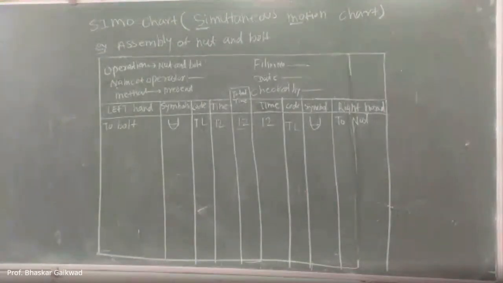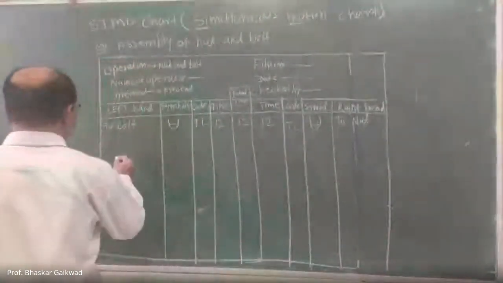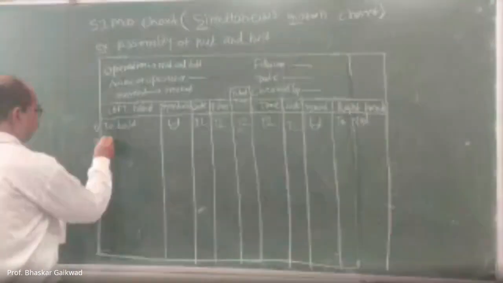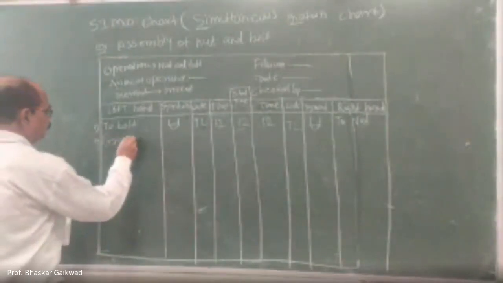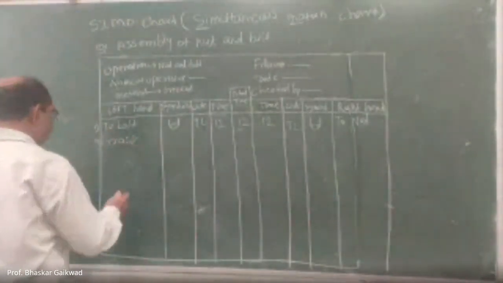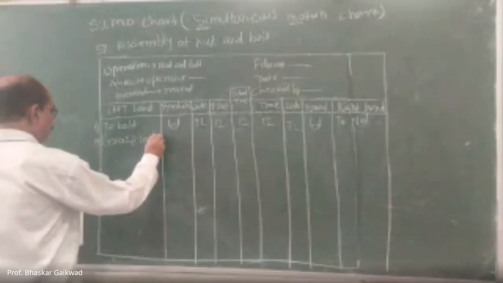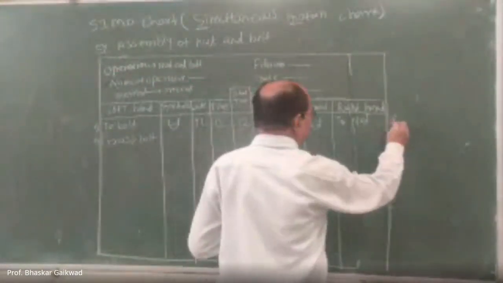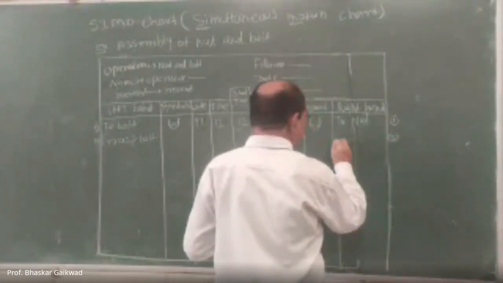Okay. Then grasp the bolt. Grasping is the next activity. Grasp bolt. The first method is there. Grasp bolt. Here also grasp nuts.